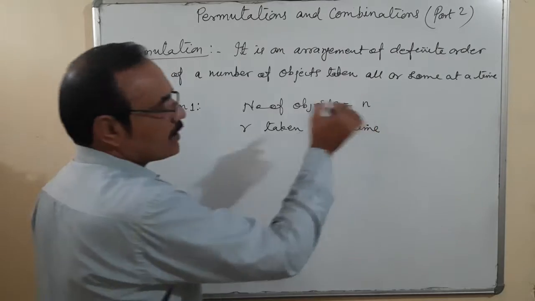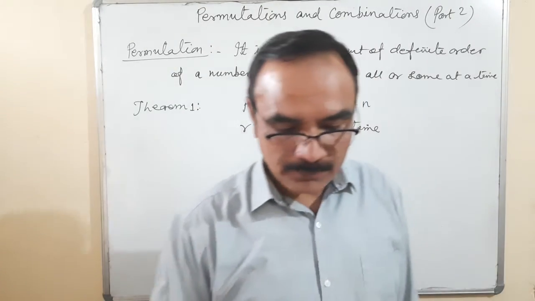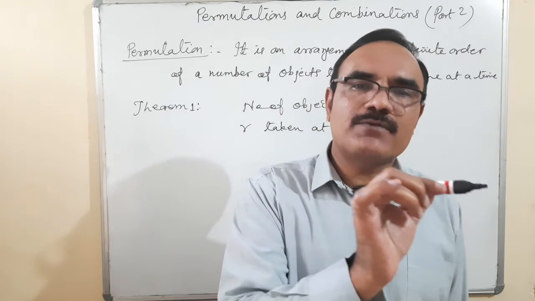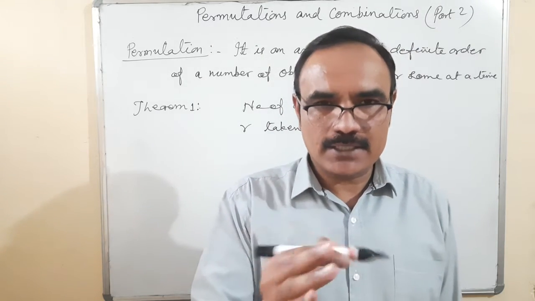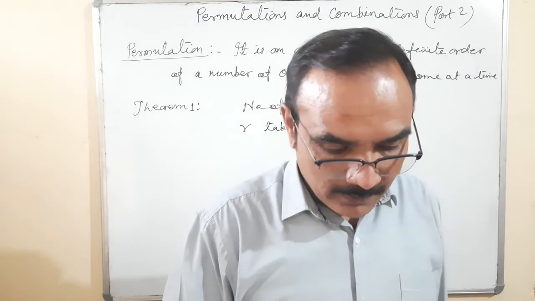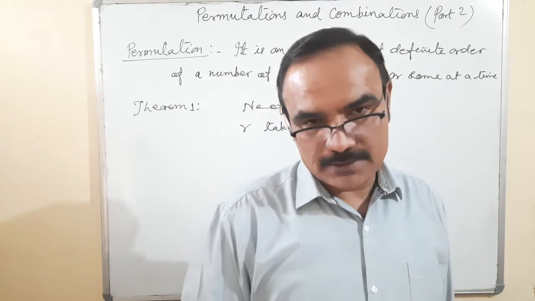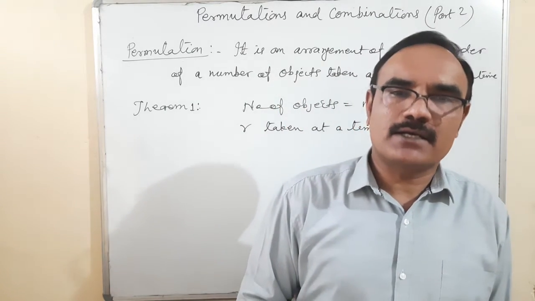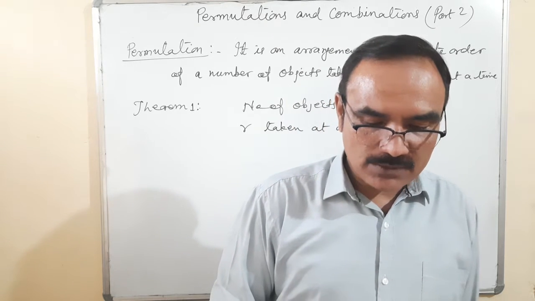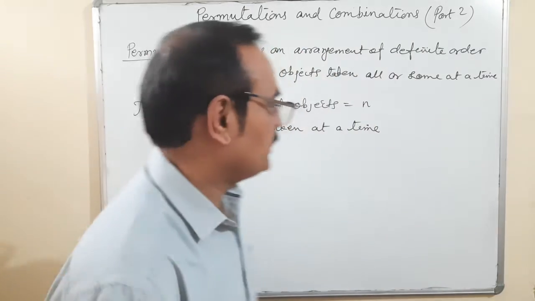Out of n objects, r are taken at a time. This is the value of r, which lies between 0 and n. It's not going beyond n, and the objects do not repeat; repetition is not allowed. The result is n(n minus 1)(n minus 2) ... (n minus r plus 1), which is denoted by nPr.